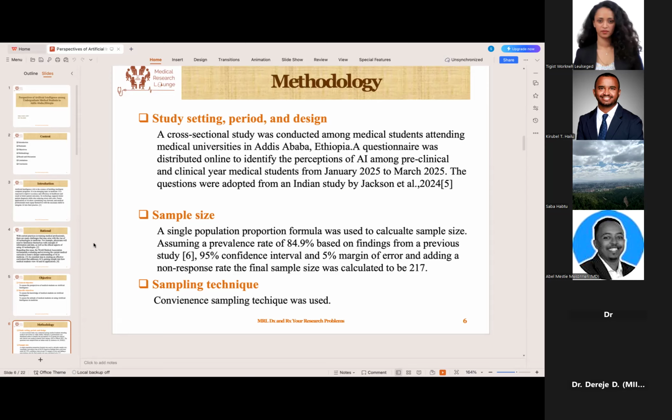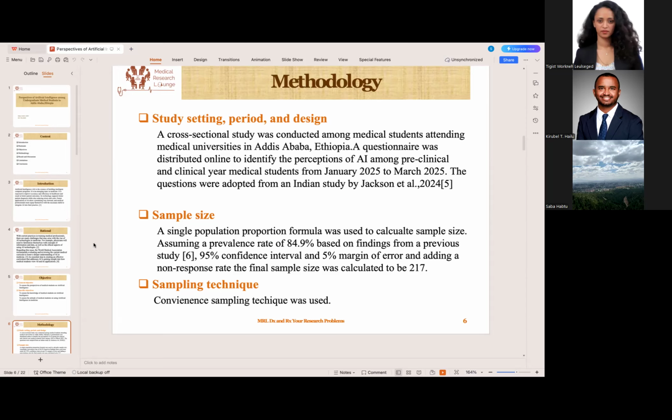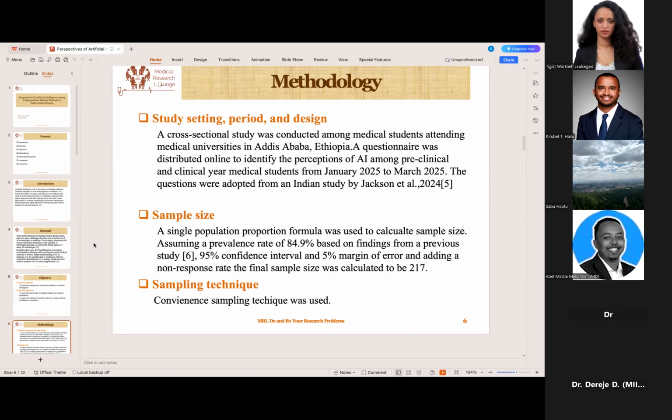For sample size calculation, a single population proportion formula was used. Assuming a prevalence rate of 84.9%, based on findings from a previous study, with a 95% confidence interval and 5% margin of error, and adding a 10% non-response rate, the final sample size was calculated to be 217, and a convenient sampling technique was used.